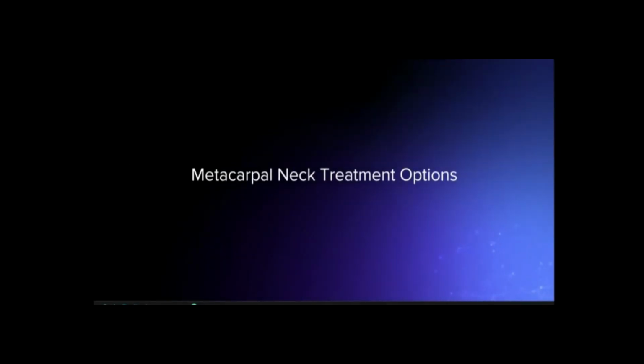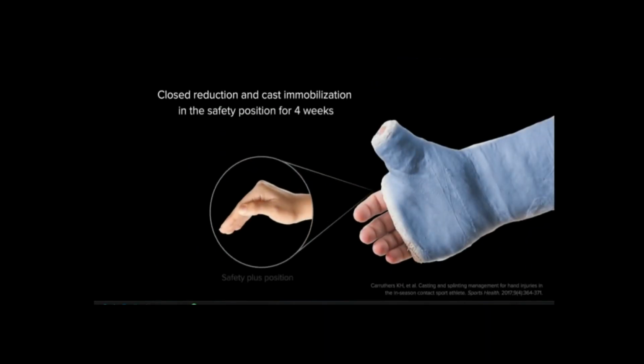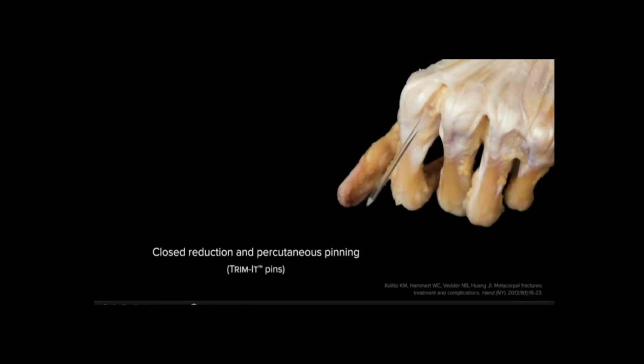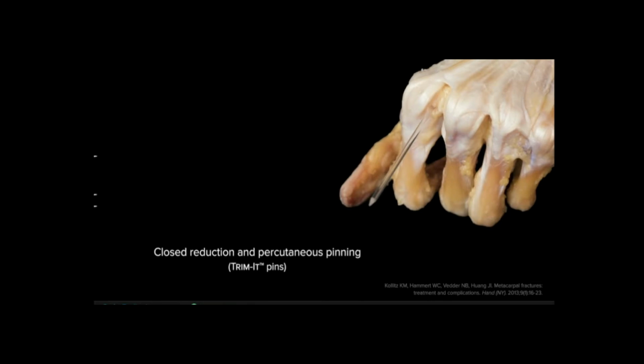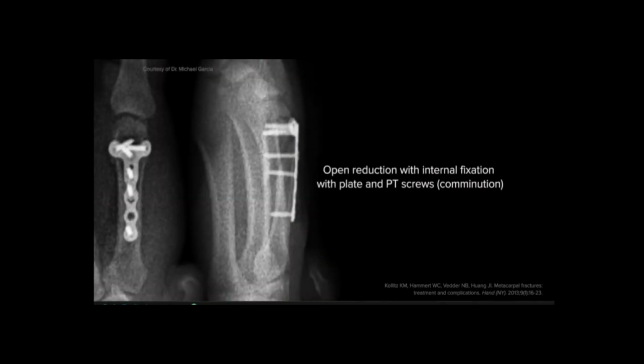Treatment options for metacarpal neck fractures are closed reduction and cast immobilization in the safety position for 4 weeks, closed reduction and percutaneous pinning with trimmet pins, intermetacarpal pinning, and open reduction with internal fixation using plates and screws for comminution or unstable fracture patterns.